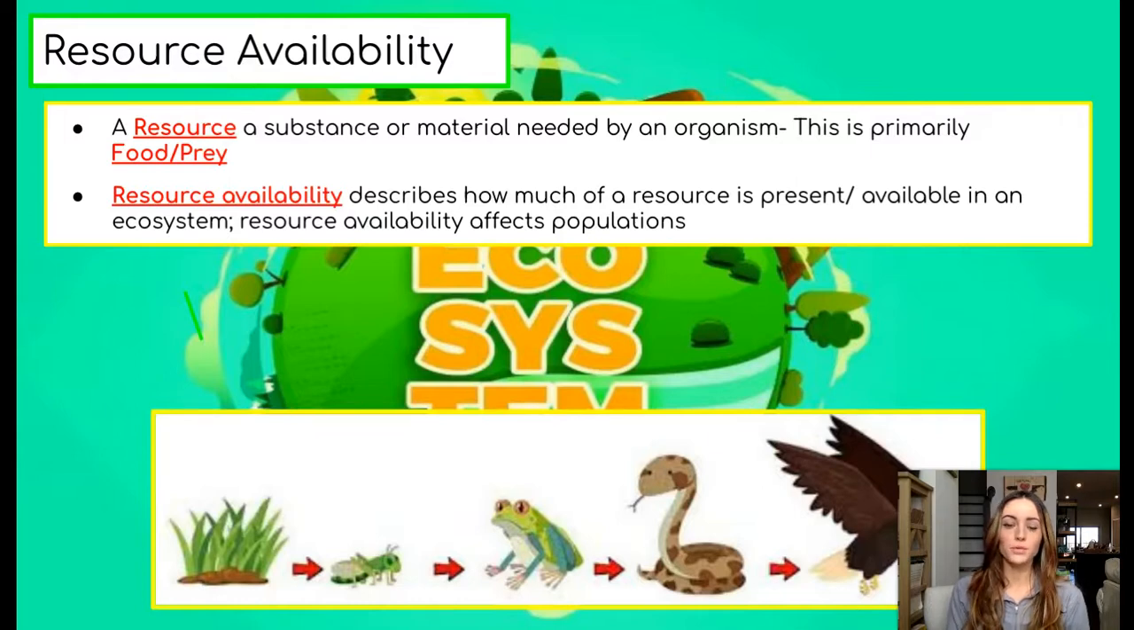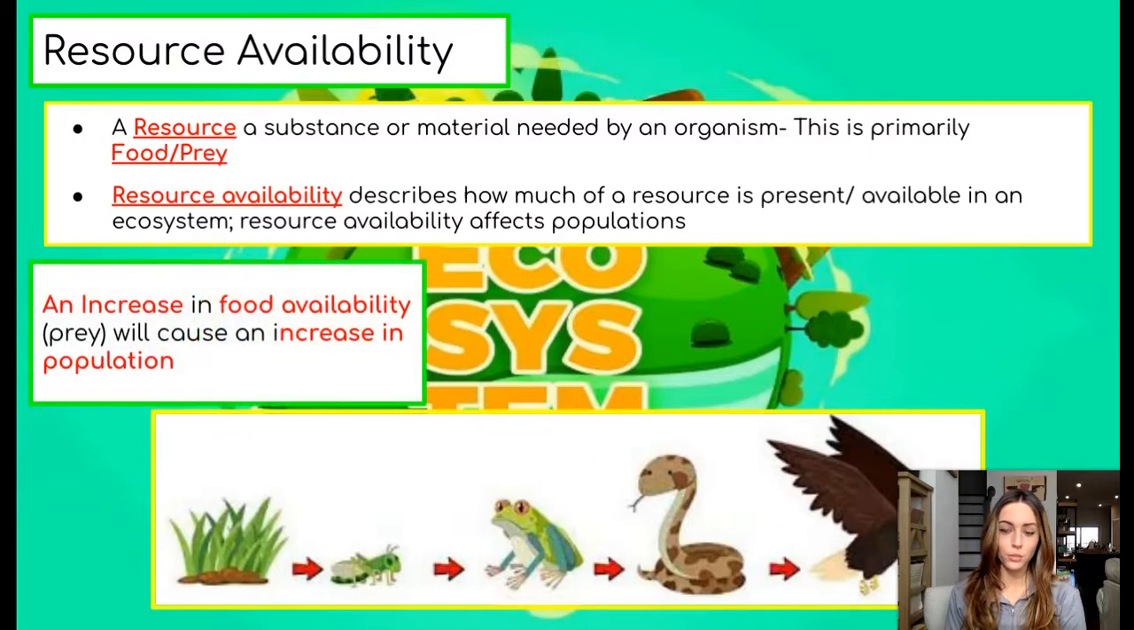When we talk about resource availability, we're talking about the description of how much resource or needed material is present or available in the ecosystem. And this availability of resources can affect the populations that depend upon those resources. So we can talk about two instances that changes in resource availability can cause a change in the populations that need those resources. So first, we can see an increase in food availability or an increase in prey.